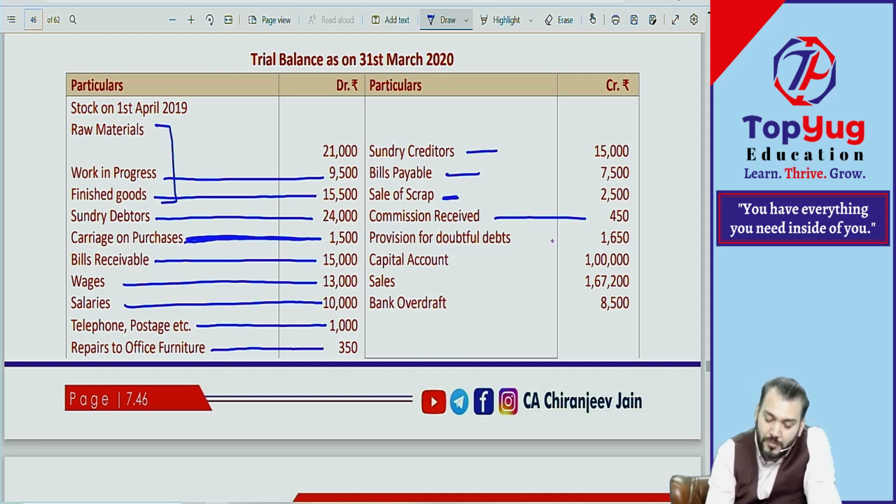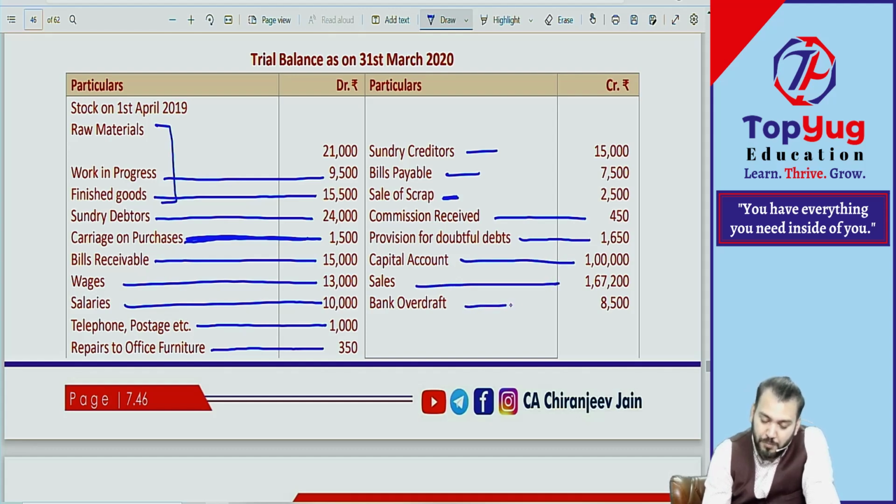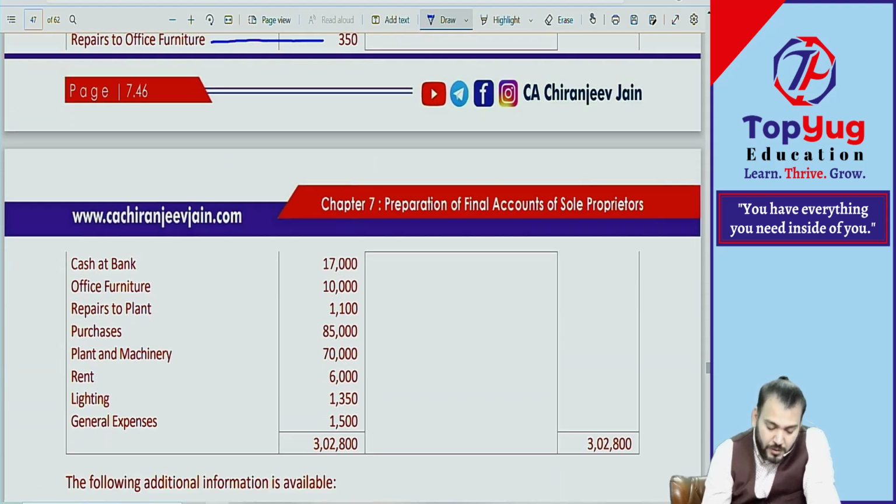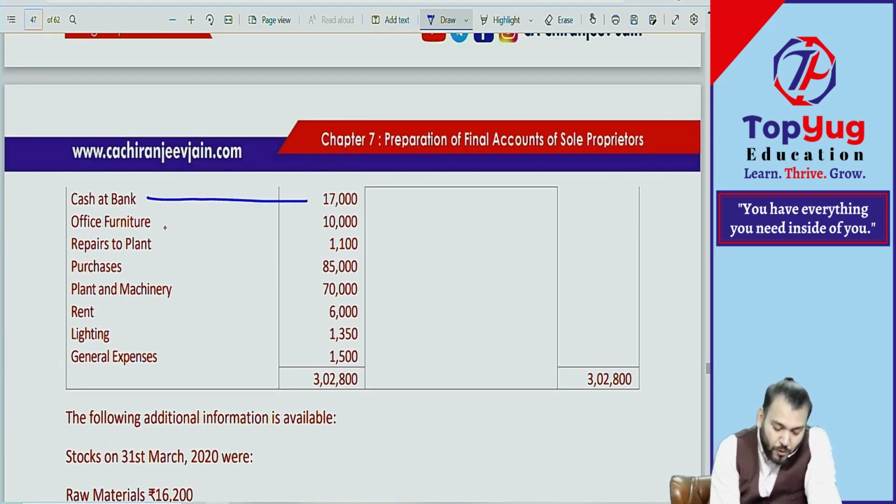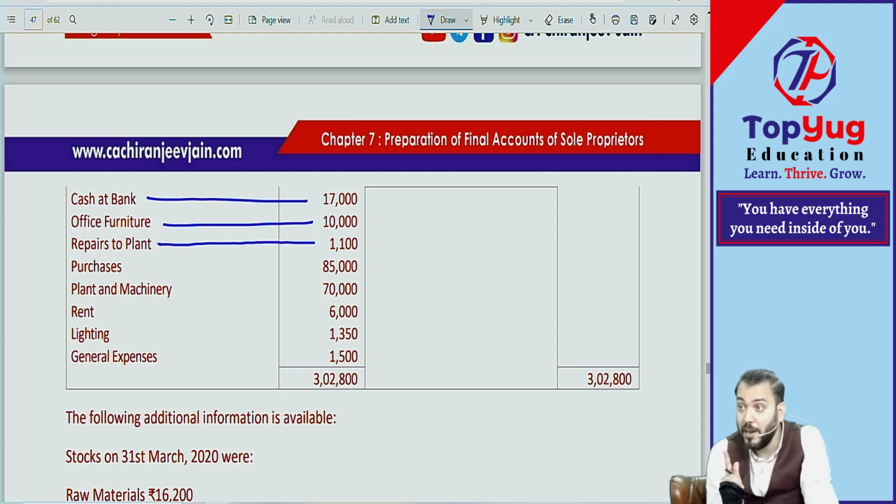Commission received, PL. Provision for doubtful debt: you need to see whether any adjustment has been given or not. Correct now. Capital account, sales, bank overdraft, cash at bank, office furniture, repair to plant. This becomes plant, means manufacturing account. Purchase, this is purchase of raw material. They have given purchase two times. That was carriage on purchase.